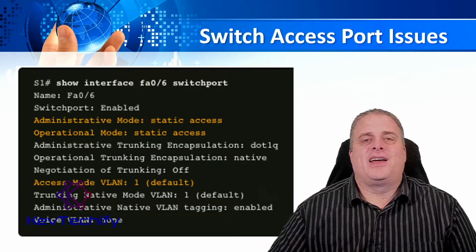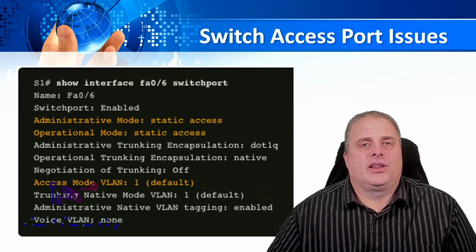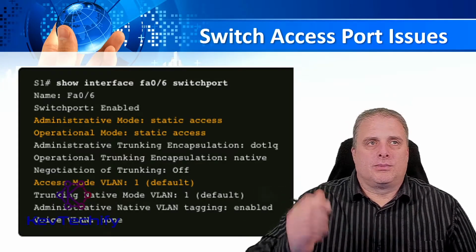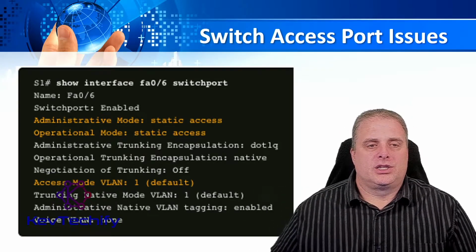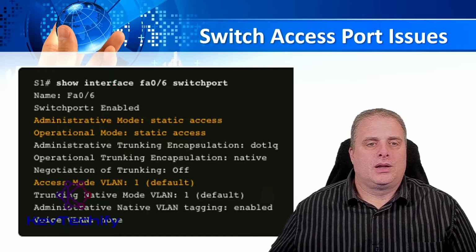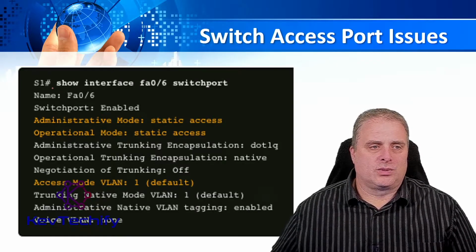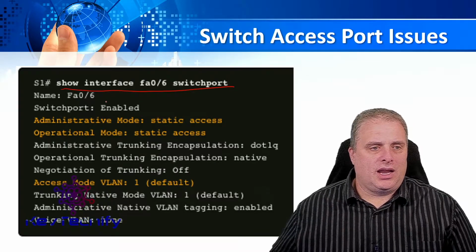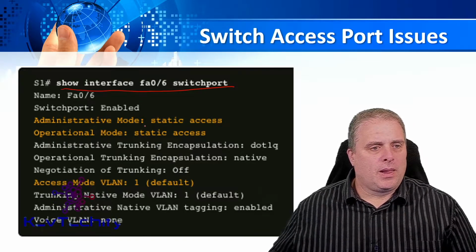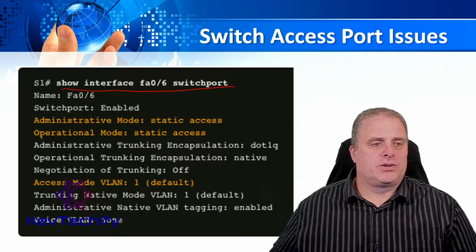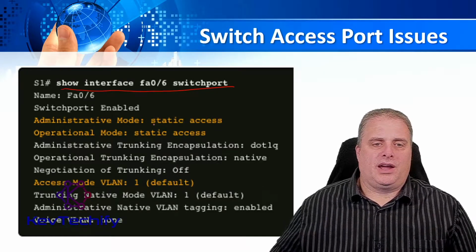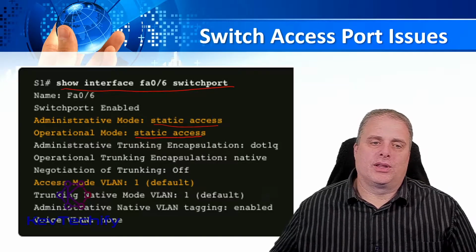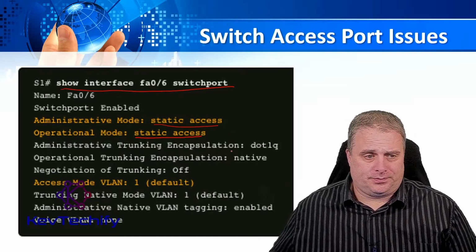Once you've verified that, then I would go and look at the switch side of the connection. Some of the commands we can use here is show interface, then the interface, and then switchport, for the switch port settings. That's what we have right here in this example. We have our name, switchport, it's enabled. Then down here underneath the administrative mode and operational mode, we have it set as an access port. It is working as an access port. That's the difference between those two lines.